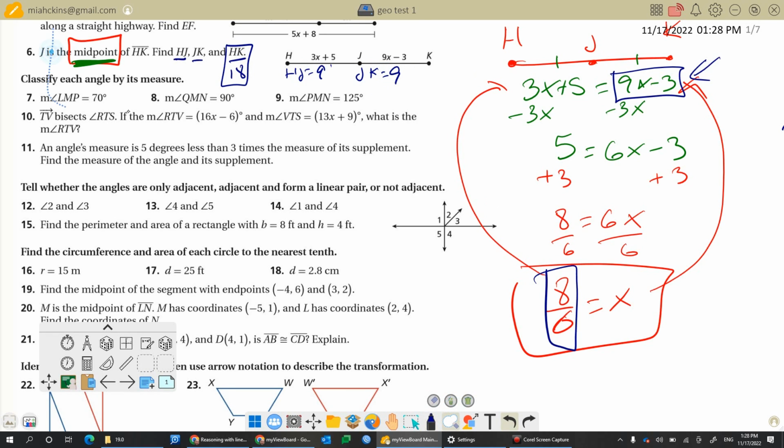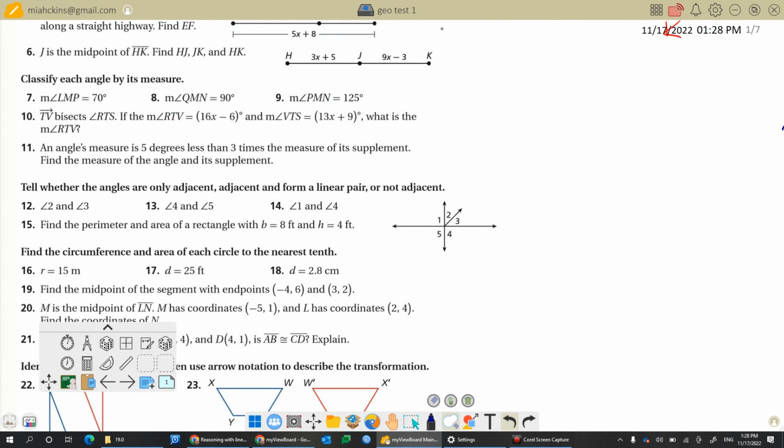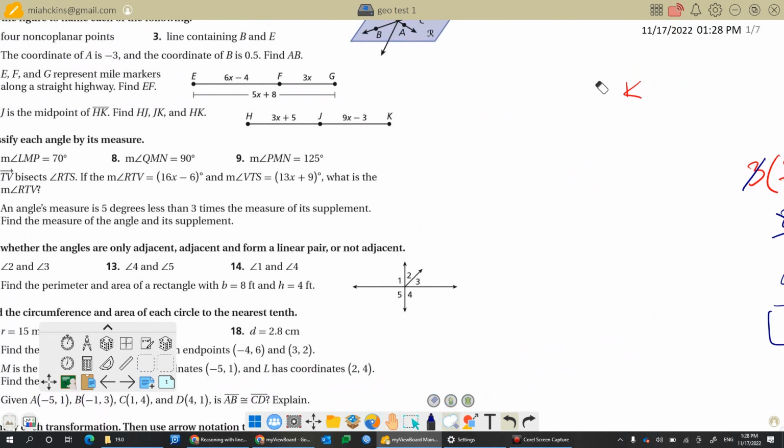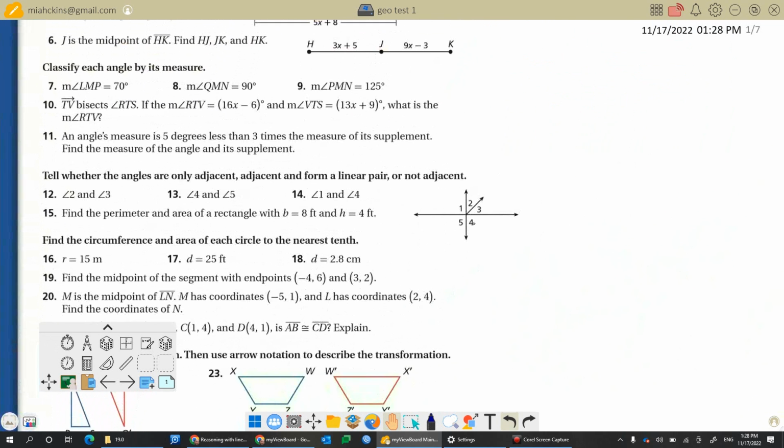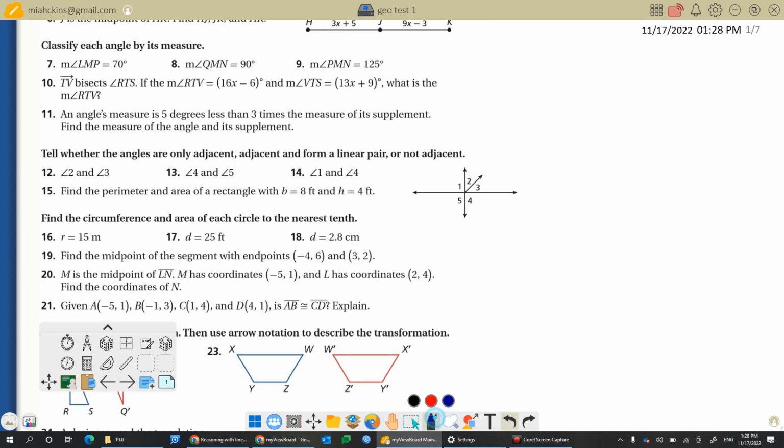So then, now we're going to go on to question 7. So we'll go on to question 7 and take a look and see what we can do on question 7. Classify each angle by its measure. So they're just wanting to know, is it acute, obtuse, or right, or a straight angle? And so then this is less than 90, so it's going to be acute. And this is 90, so it's going to be a right angle. And this is 125, so it's going to be obtuse. That's all they mean when they say classify.